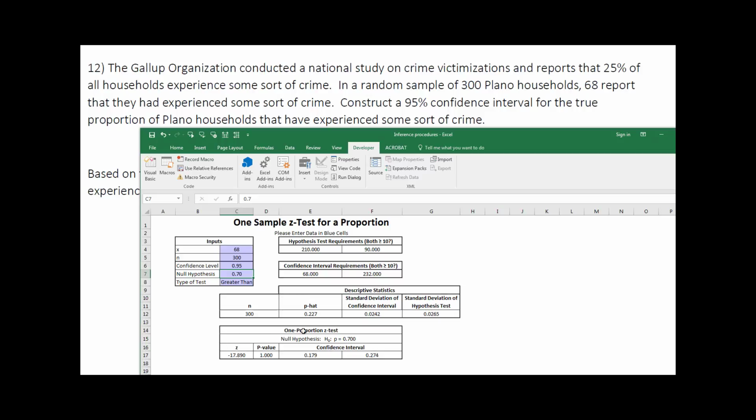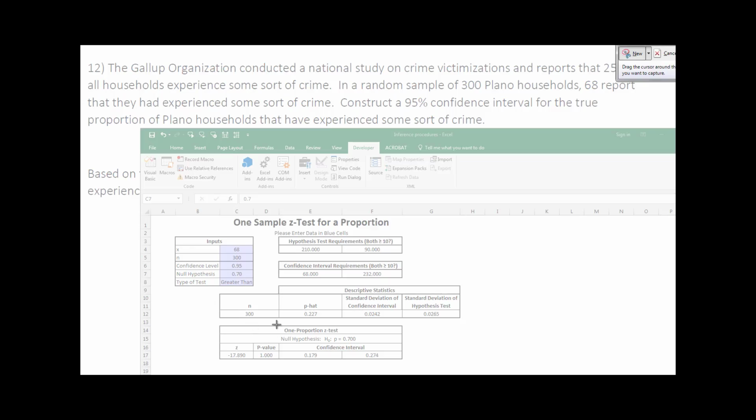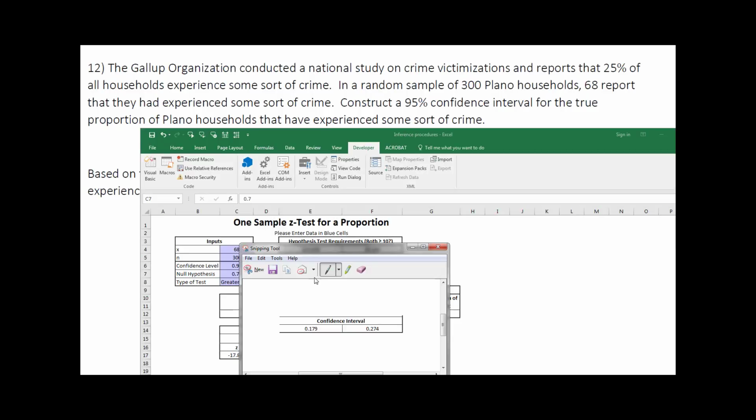But what does make a difference is right down here at the bottom: 0.179 and 0.024, which is the confidence level we're interested in. Let me take a picture of this. Right there is the answer to our question. Okay.